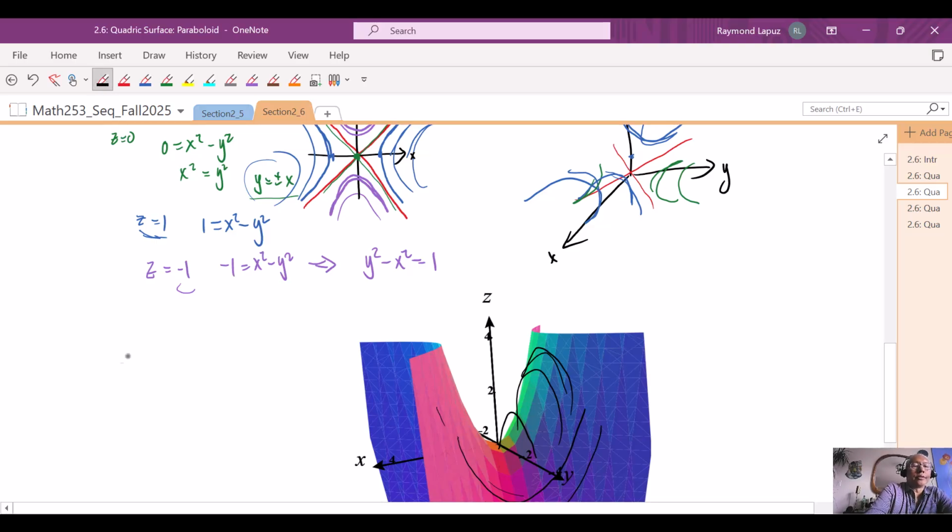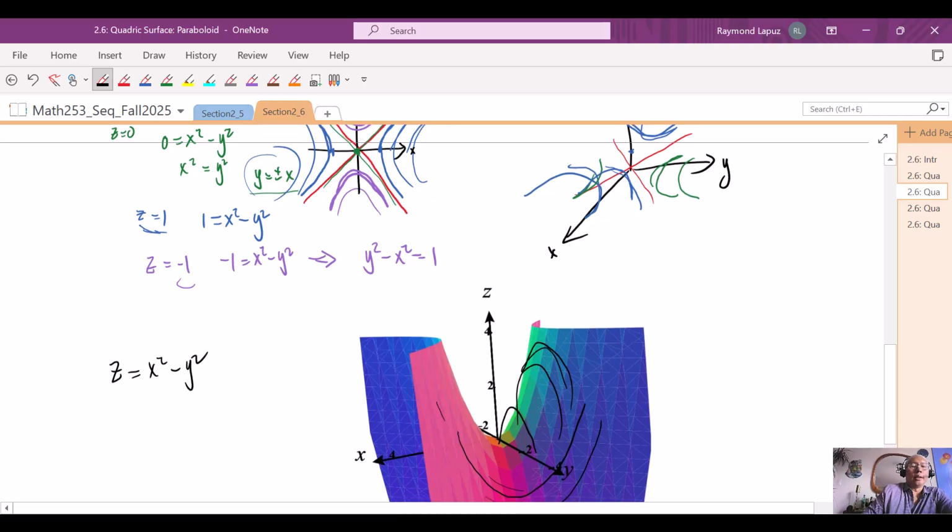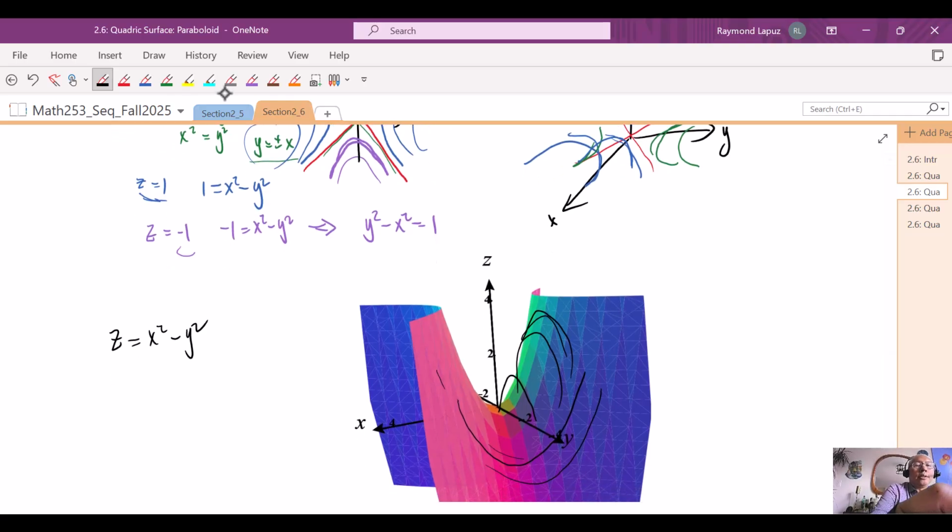Here is our original function again. Z is equal to x squared minus y squared. And when you let y equal to 0, you're going to get z is equal to x squared. When you let y equal to 1, you get z is equal to x squared minus 1, etc. And so these are parabolas that are opening upward. So you can see those upward parabolas over here.